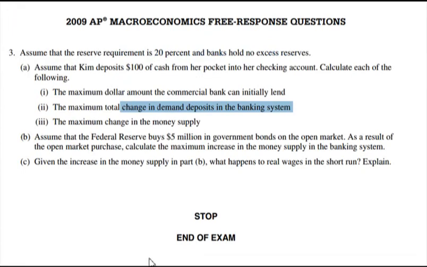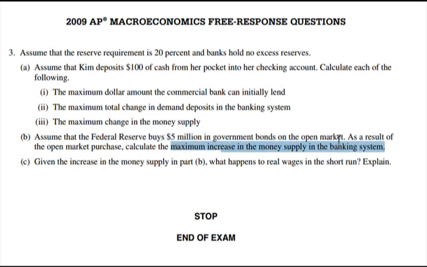Now the question gets a little bit more complicated. It says, assume that the Federal Reserve buys $5 million in government bonds in the open market. As a result of the open market purchase, calculate the maximum increase in the money supply in the banking system. Here's a little interesting fun fact. When the Federal Reserve buys $5 million in government bonds on the open market, 100% of that money goes into the banking system.